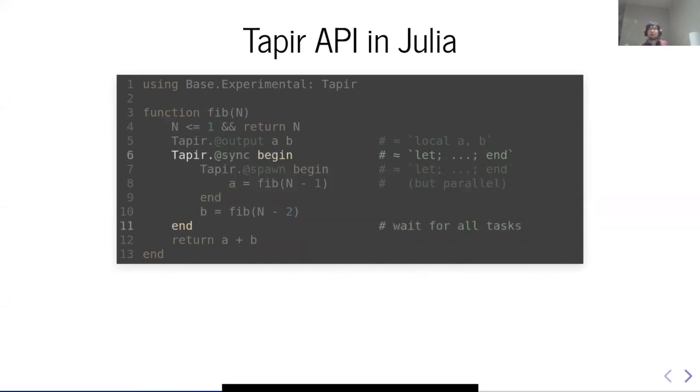And then there's this Tapir @sync macro. This declares a region of the code in which you can use the Tapir @spawn macro. It is called the sync region. The result of a Tapir task spawned inside of this sync region can be used after the end of the sync region. The Tapir @sync macro also acts like a let block with respect to scoping rule. And finally, there's a Tapir @output macro, which can be used to denote the output variables that are set inside of the @sync macro and used outside. And in terms of a scoping rule, it acts like a local variable declaration.